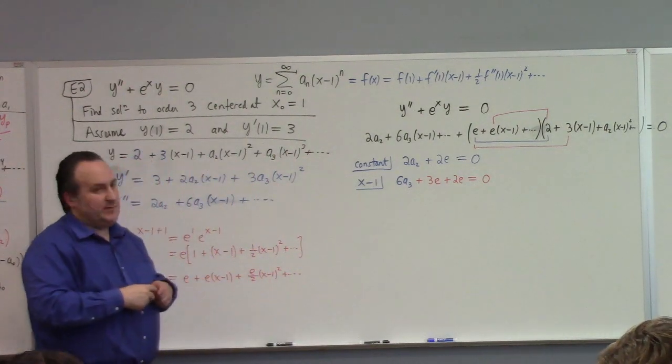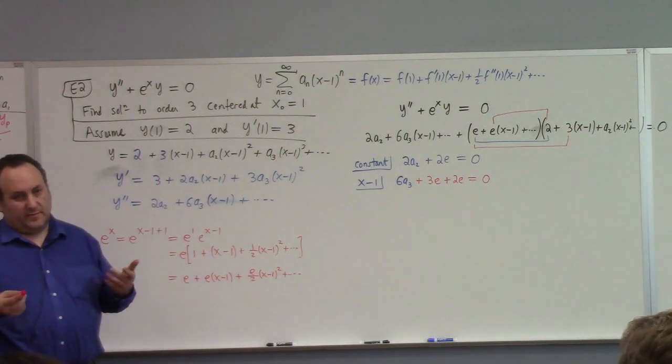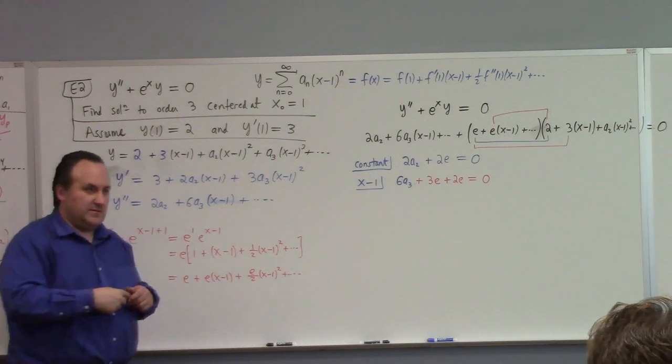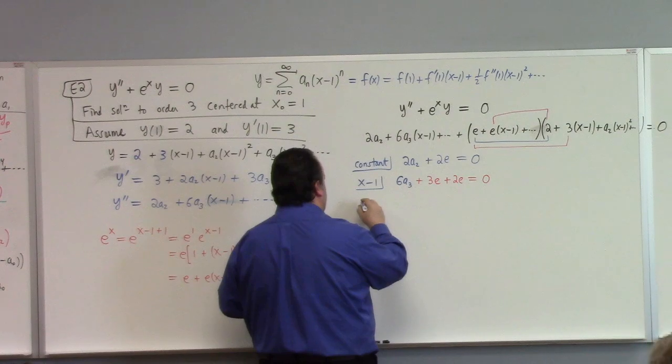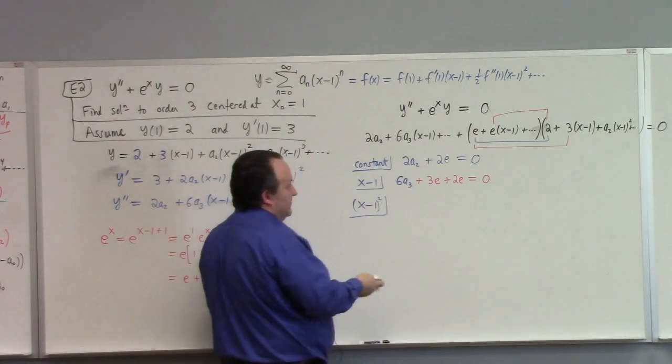All right. I think technically speaking we could stop right here. But I'm going to go one more step just to illustrate the method. Maybe we'll get a little bit more than I asked for. That's probably not the worst thing. So x minus 1 quantity squared. We can equate coefficients of that term.